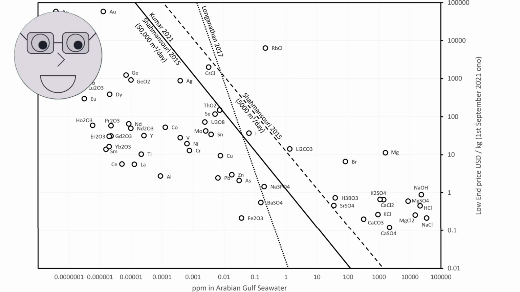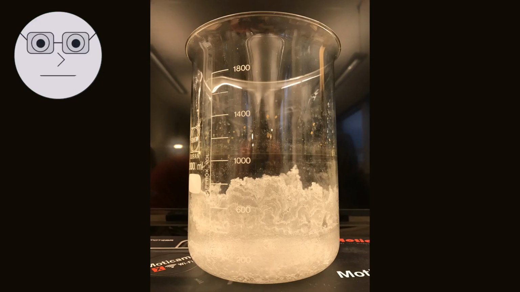Seawater is a complex mixture of dissolved salts, gases, and organic compounds. The most abundant dissolved salt in seawater is sodium chloride, which gives seawater its characteristic salty taste. Shots of salt crystals and seawater.